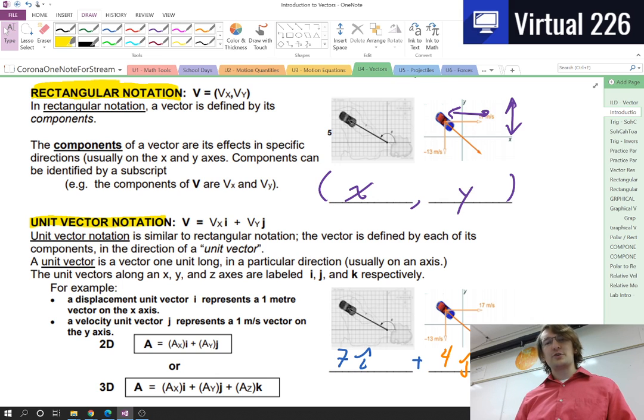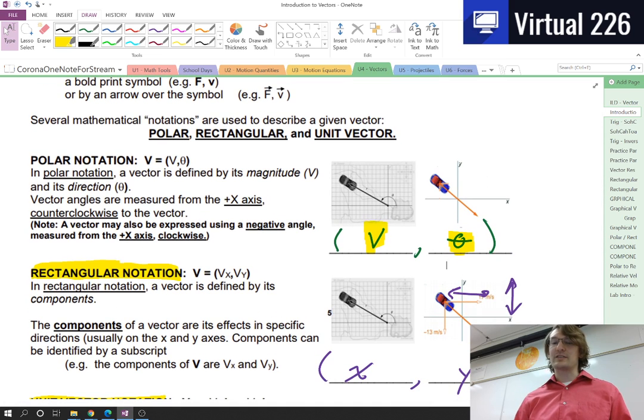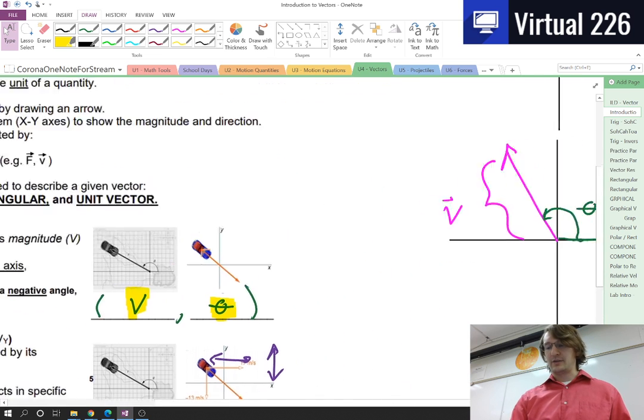You're just kind of moving things around. Rectangular and unit vector notation are very nice mathematically because we can add things in the x-axis and the y-axis together very easily. It's what you've been doing for years with the number line. Whereas with polar notation, it doesn't work super easily when you're just trying to add things together. You actually have to break things back into the other methods.